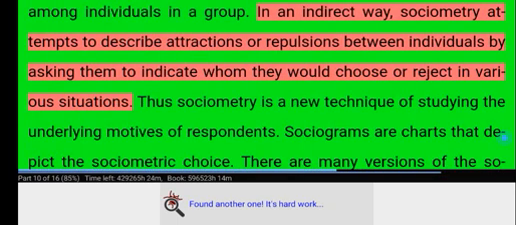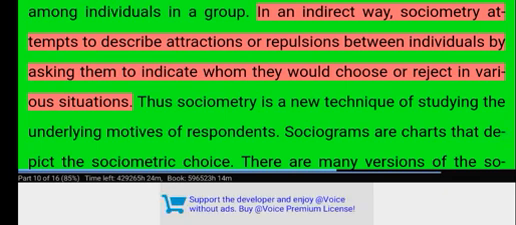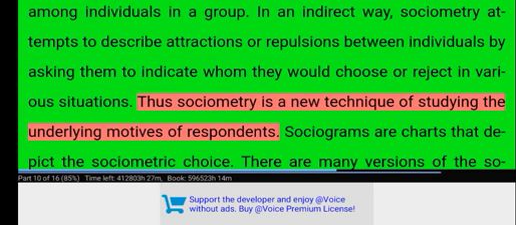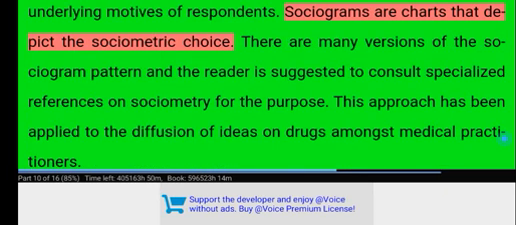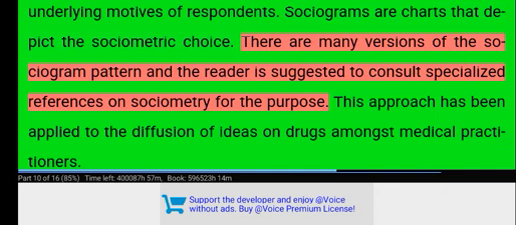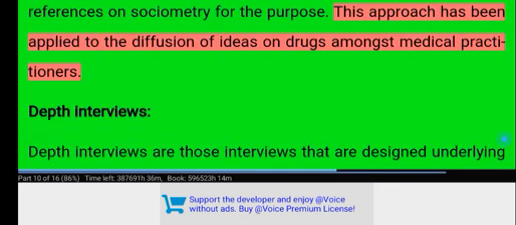In an indirect way, sociometry attempts to describe attractions or repulsions between individuals by asking them to indicate whom they would choose or reject in various situations. Thus sociometry is a new technique of studying the underlying motives of respondents. Sociograms are charts that depict the sociometric choice. There are many versions of the sociogram pattern and the reader is suggested to consult specialized references on sociometry for the purpose. This approach has been applied to the diffusion of ideas on drugs amongst medical practitioners.